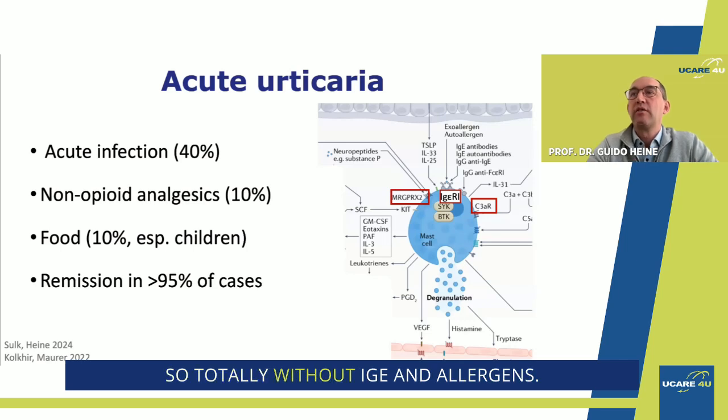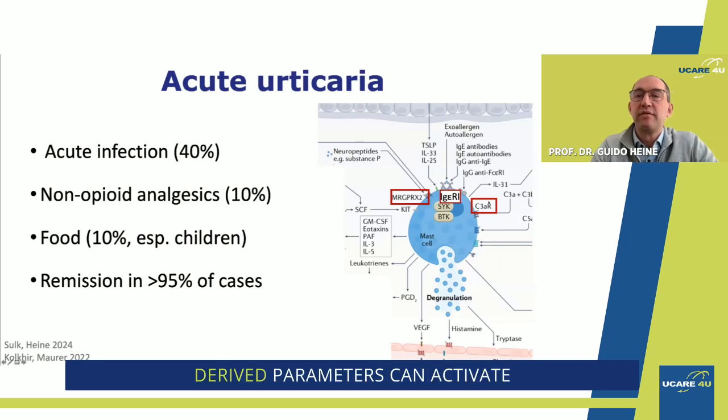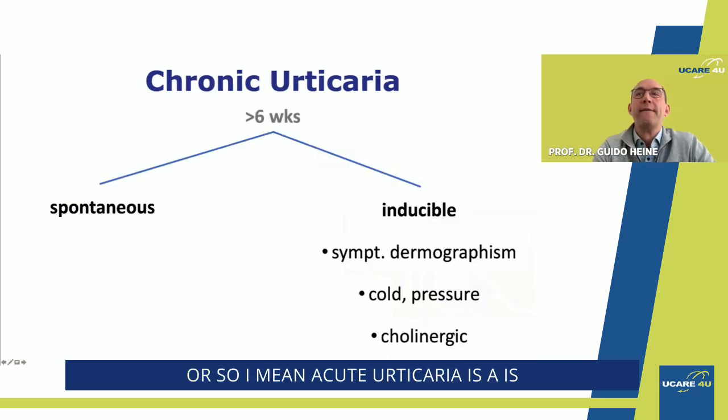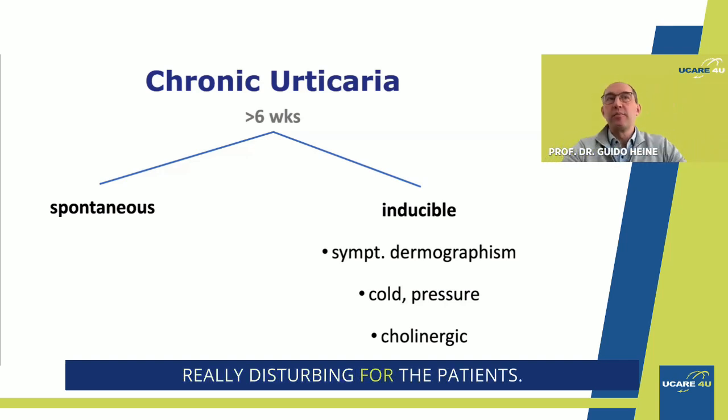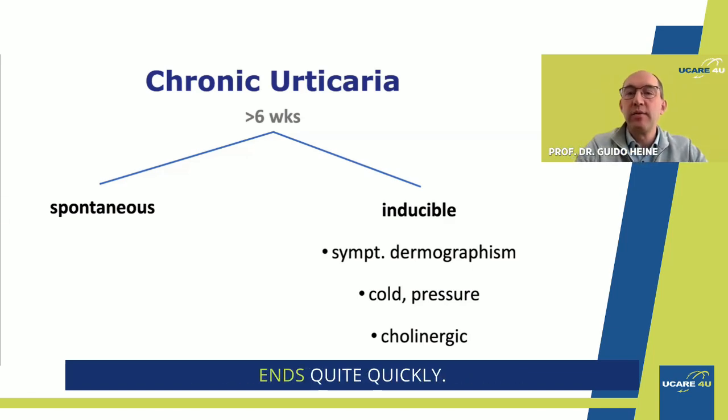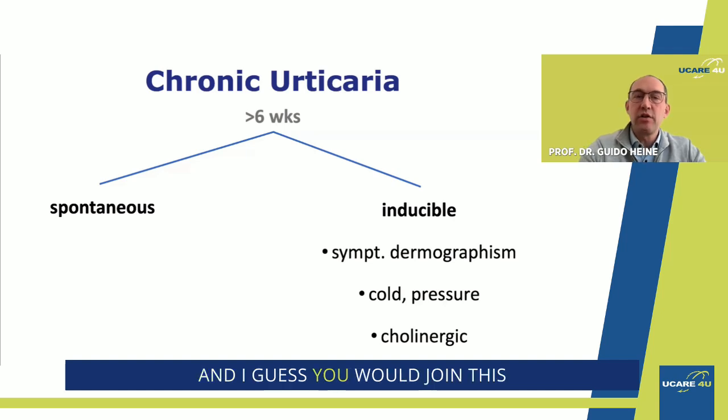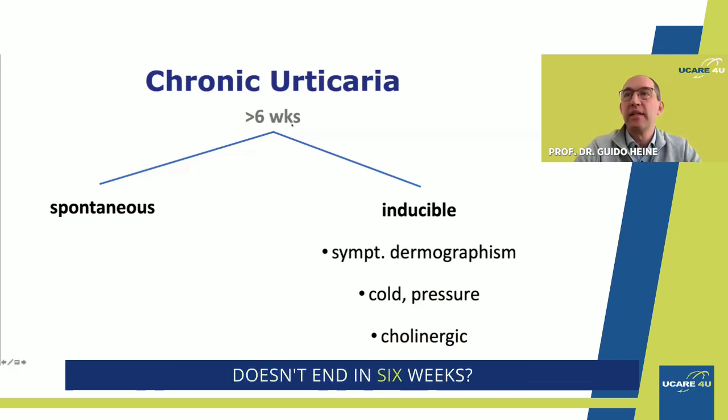So totally without IgE and allergens. Also infection-derived parameters can activate mast cells to degranulate and finally release histamine. What you notice then on the skin is urticaria. So acute urticaria is really disturbing for the patients, but the good news is it ends quite quickly. And I guess you joined this session because you're interested in chronic urticaria. What if it doesn't end in 6 weeks?